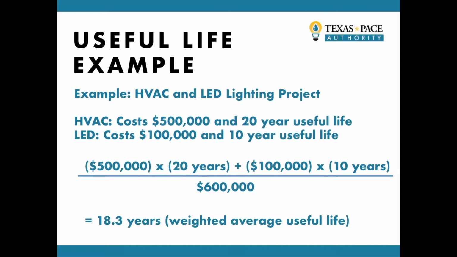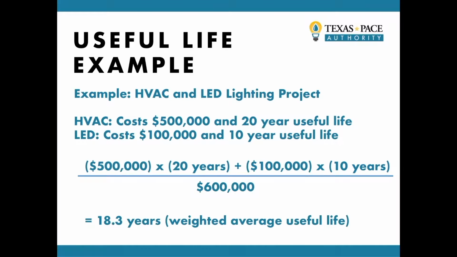Let's go through a calculation of how to do a weighted average useful life. In this example, we have two measures. There's an HVAC system and an LED lighting system. The HVAC is going to cost $500,000 and its useful life is 20 years. The LED is going to cost $100,000 and its useful life is 10 years.